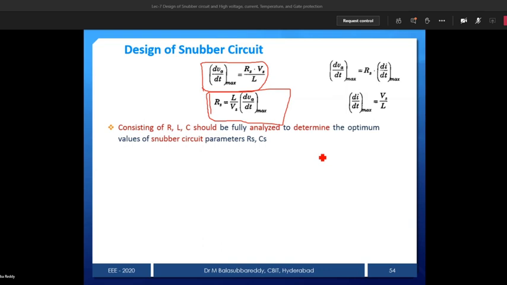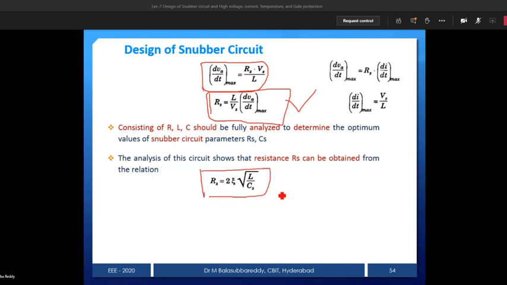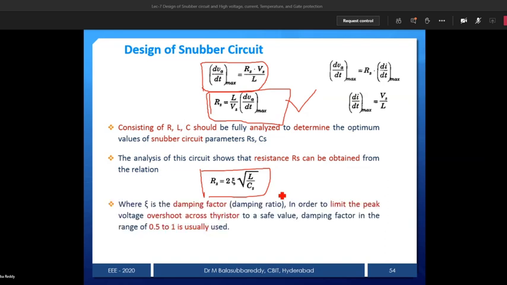But there is an empirical relation, something found by trial and error method, by changing the L value, the C value, then the R value and so on. They concluded that for minimizing the damping, Rs can be obtained from this expression. There is no proof for that. They did trial and error by changing different values of L and C, and then they concluded that Rs is equal to 2 delta root of L by Cs. This is the empirical relation they found.